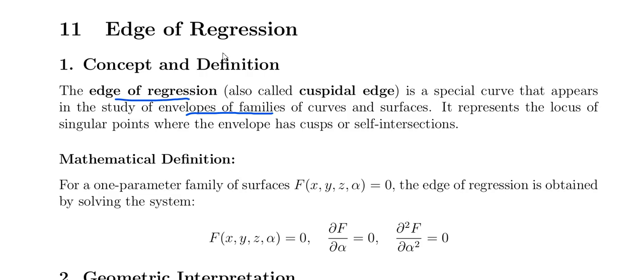So what is the mathematical definition? For a one parameter family of surfaces f of x, y, z, alpha equal to 0, the edge of regression is obtained by solving the system f of x, y, z, alpha equal to 0, dou f by dou alpha equal to 0, and the second derivative dou square f by dou alpha square equal to 0. This is the mathematical definition for the edge of regression.